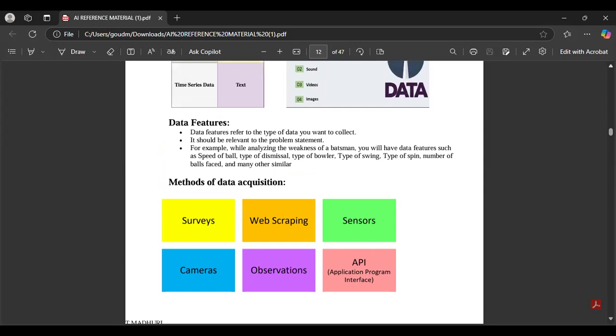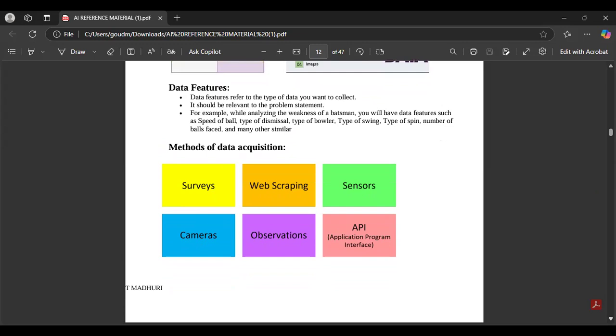The type of data you are collecting is called what? Data features. Like if you are going to collect numbers, or if you are going to collect the data in the form of text, that is known as data features. They refer to the type of data you want to collect. Next, methods of data acquisition. Here, what are the different methods you will use to collect the data for your project? Data acquisition is, children, the second stage of the AI project cycle, where you collect the data which is required for your project.